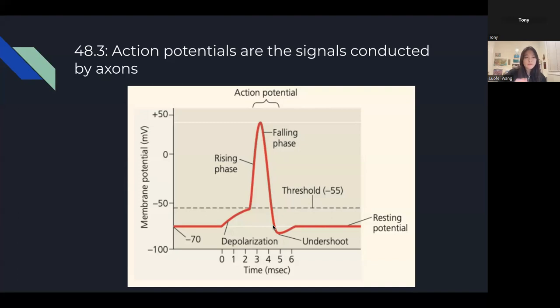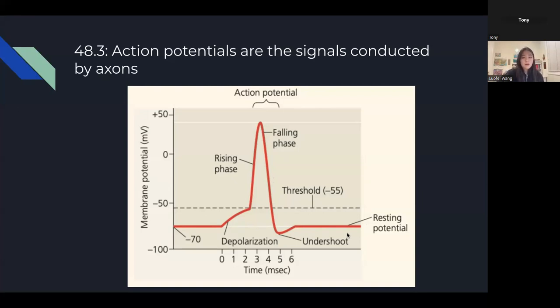And then eventually the sodium channels will be deactivated, but the potassium channels will remain open, and that is why at one point the membrane potential falls under the resting potential, and that's called undershoot. And then everything resets.